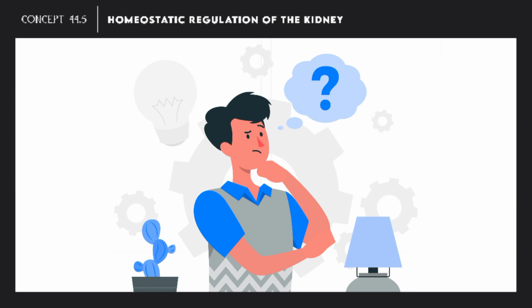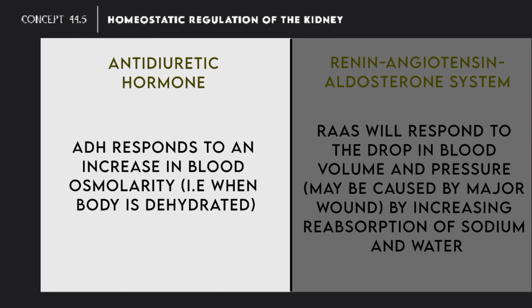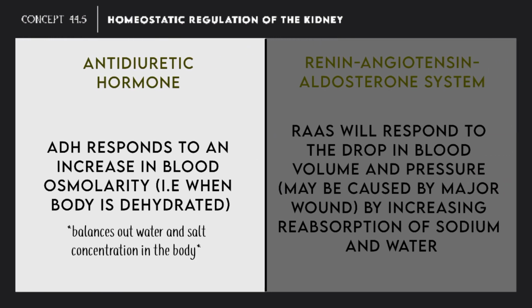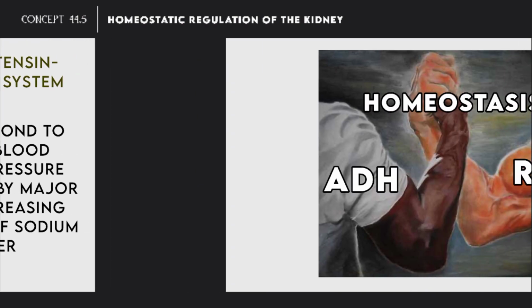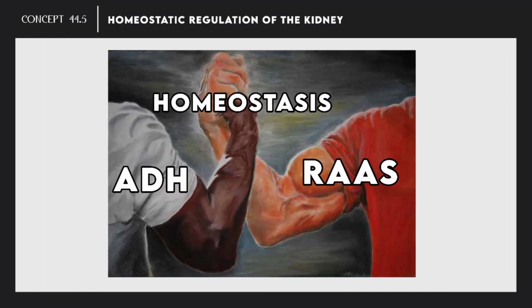The function of ADH and RAS may seem redundant, but this is not the case. Both increase water reabsorption, but they counter different osmoregulatory problems. ADH responds to an increase in blood osmolarity. However, a situation that causes an excessive loss of both salt and body fluids, a major wound for example, will reduce blood volume without increasing osmolarity. Hence, this will not affect ADH release. But RAS will respond to the drop in blood volume and pressure by, again, increasing reabsorption of sodium and water. Thus, ADH and RAS are partners in homeostasis.